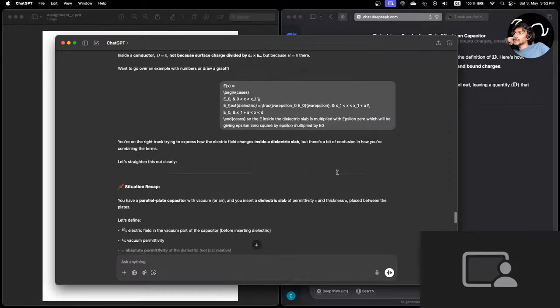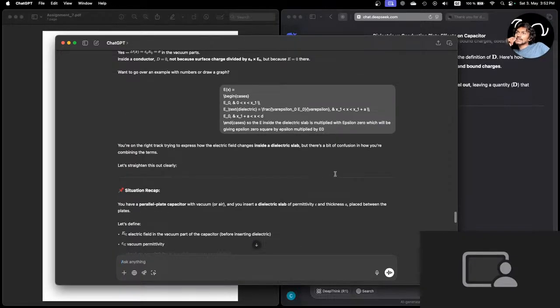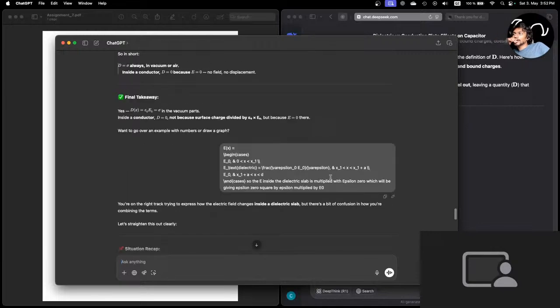Okay, so the dielectric displacement inside the dielectric material is going to be the same as outside of the dielectric material, but still between the capacitor plates.